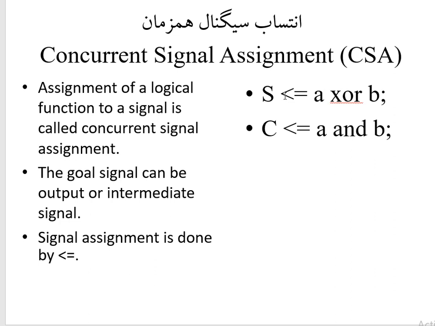And as we know, the VHDL environment is a concurrent environment. Then we call signal assignment concurrent signal assignment. Here we have concurrent signal assignment. And for example, if we have two signal assignments here, both of them will be done at the same time and will be done simultaneously.